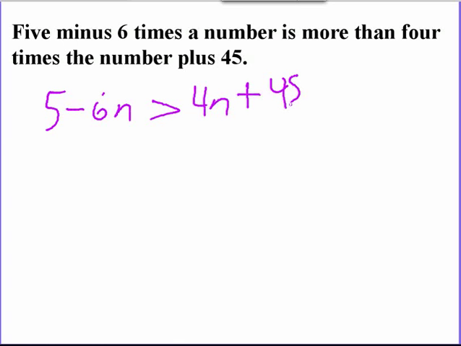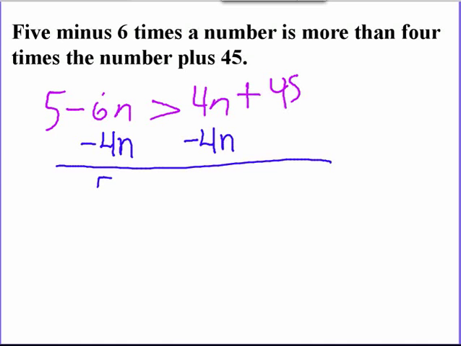5 minus 6 times the number is more than 4 times the number plus 45. So to solve this, what's the very first thing you're going to do? Subtract 4n. So what ends up happening is I get 5 minus 10n is greater than 45. Negative 6n and negative 4n makes negative 10n. I believe you're right. Okay.